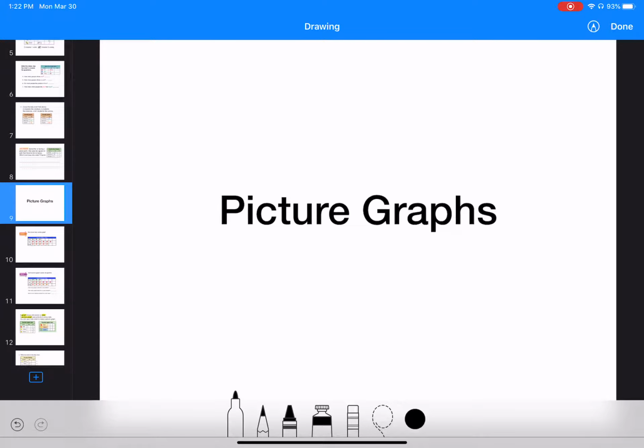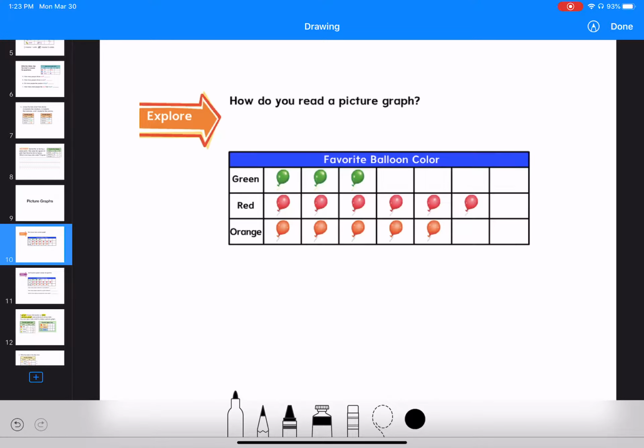All right, now let's go on to picture graphs. We just worked on tally charts, how to collect data. Now we're going to learn how to make a picture graph. And remember, this is what you're going to be doing this week. So how do you read a picture graph? A picture graph is just like a tally chart, but now pictures represent your votes.